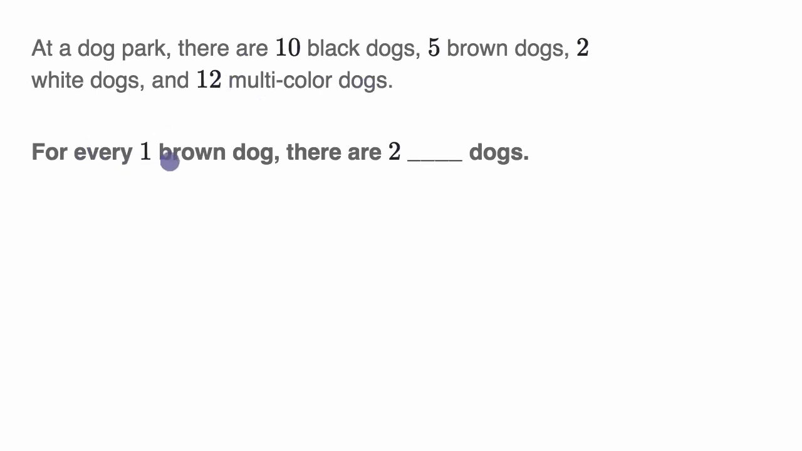But here you're saying that for every one brown dog, there are 2 blank dogs. So what type of dog is their ratio? So for every brown dog, there's twice as many of that type of dog. Well, here we see for every 5 brown dogs, there are 10 black dogs. So one way to think about it, the number of black dogs is always going to be twice the number of brown dogs. So for every 1 brown dog, there would be two black dogs.